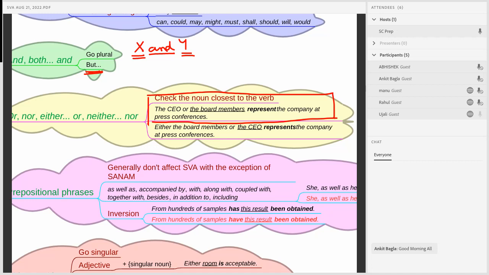Quick check. Is everyone comfortable till now? All right, I've got a few answers. Rahul, Abhishek, Manu, Ujali, Ankit, perfect.